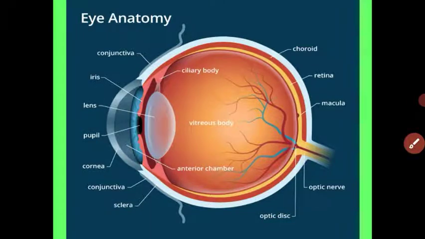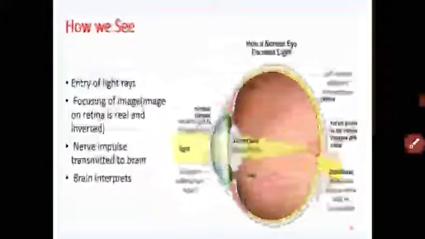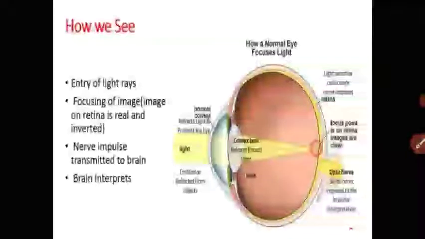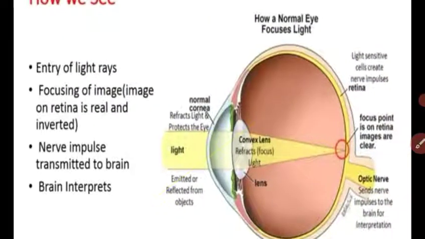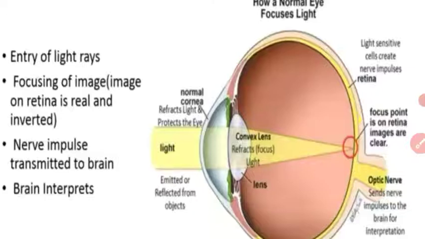Let us see how we can see. What is the actual process? What are the major steps in which we can see? See student, this is our structure of the eye. There are 4 major steps in seeing an object.